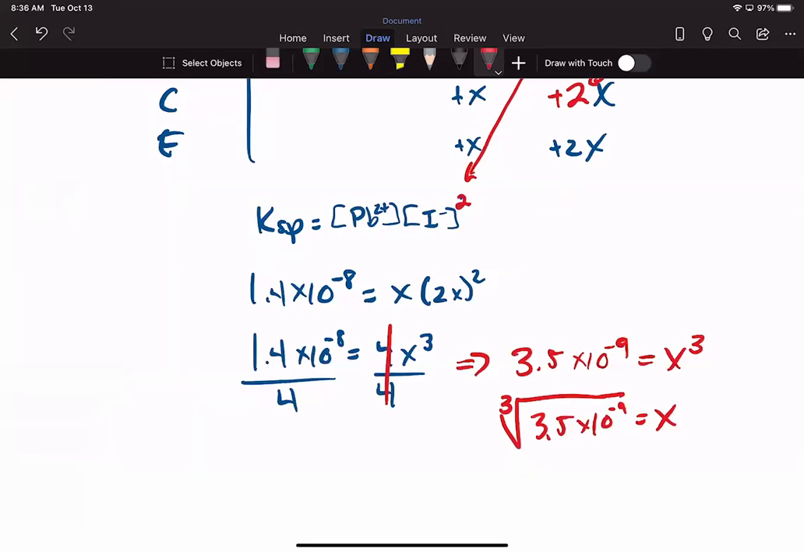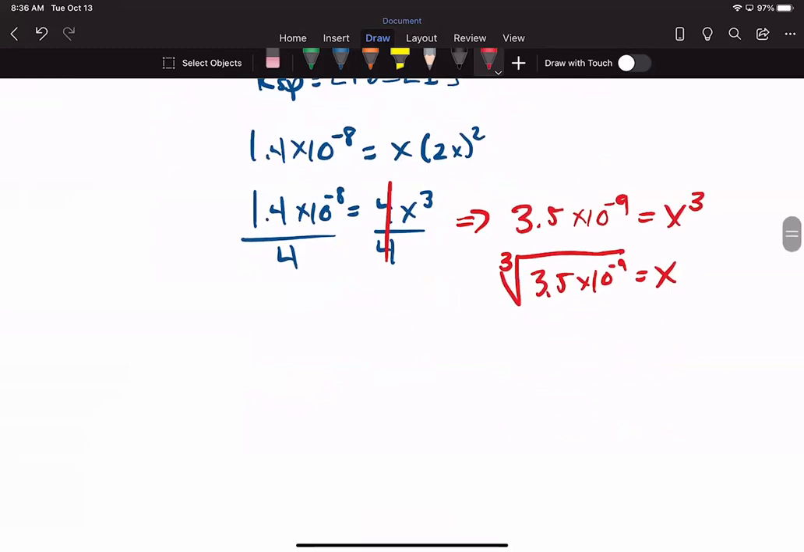If you don't know how to do a cube root in your calculator, you could also put this in your calculator. Let's see, if I'm going to take a square root, you can take a square root like this. We'll just say 4 to the 1/2. So 4 to the 1/2 is equal to the square root of 4, right? So if we're going to take a cube root and you don't have a cube root button, you can actually do 3.5 times 10 to the minus 9 and do that to the power of 1/3.